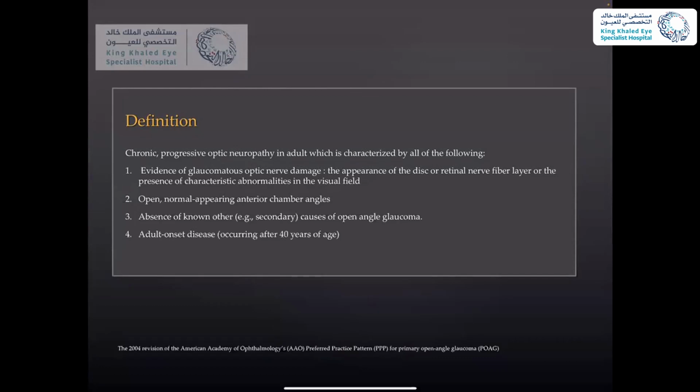Also, it's very important to do a gonioscopy examination and make sure that the angle is open and normal in appearance, and to check that there are no other causes of open-angle glaucoma or increased intraocular pressure, like steroid-induced glaucoma or other inflammatory causes of glaucoma. Then, to have primary open-angle glaucoma, the patient should be an adult, more than 40 years old. Otherwise, if less than 40 years old, you may label the patient as juvenile open-angle glaucoma.